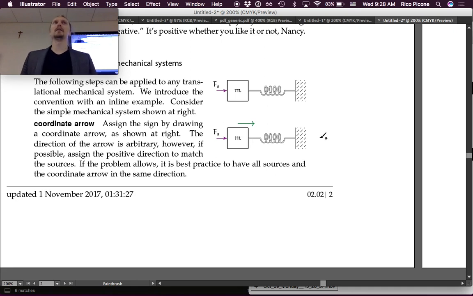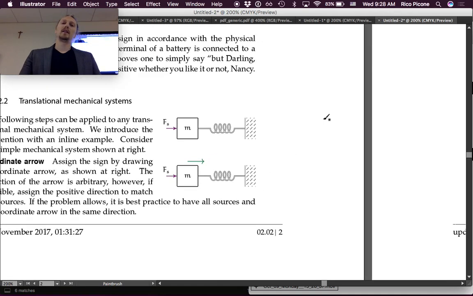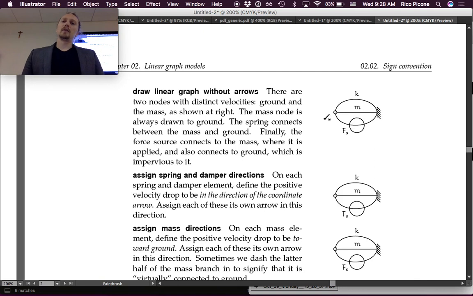There's no other node that really makes sense here, if you're considering a spring as a lumped parameter element and a mass as a lumped parameter element. Those are the only two distinct nodes. So this represents the mass node, and this represents the ground, right?